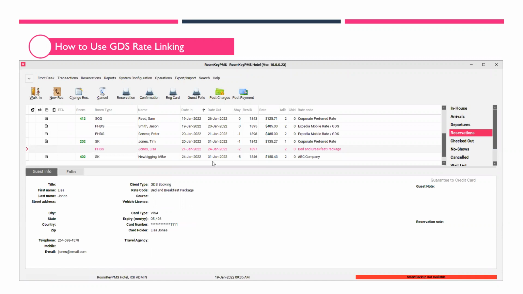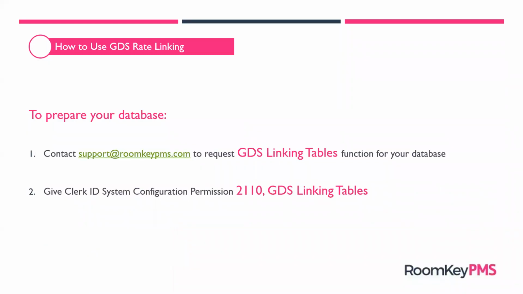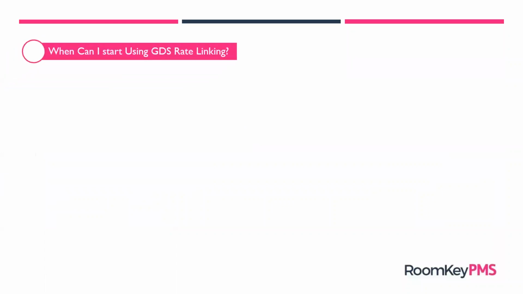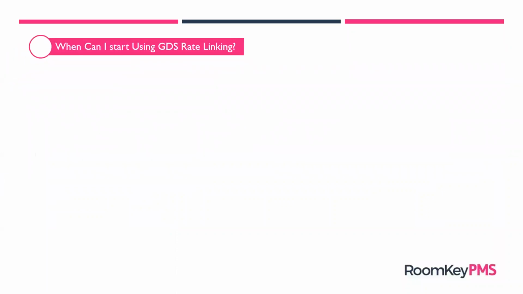So we've now successfully connected two new rate plans through this demonstration here, or this demo database, pardon me. Now that we've seen how the system works, let me just go back to our presentation for today. And let's take a look at when you can start using the GDS Rate Linking tool.